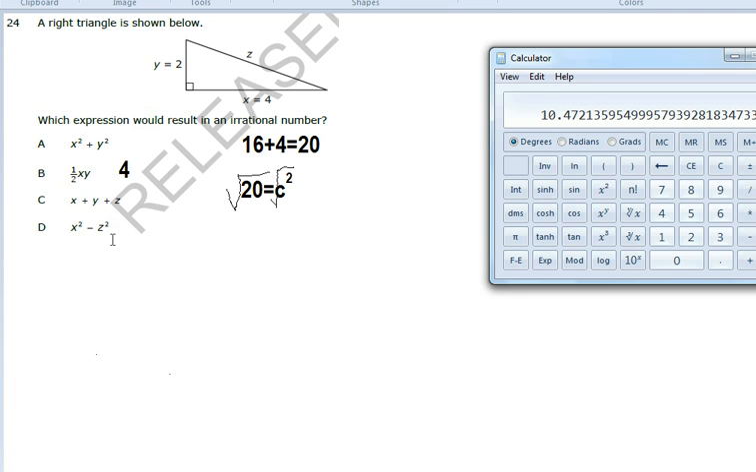But just to make sure, I'm going to do D. So I have the square root of 20 squared. Okay, that was a malfunction. Let's try this again. Square root of 20 squared, but it's going to be minus that. And then we have x squared, which is 4 squared, which is 16. So I have 16 minus 20. Negative 4. It is not irrational. Even though it's negative, it's still a rational number. So our answer is C.